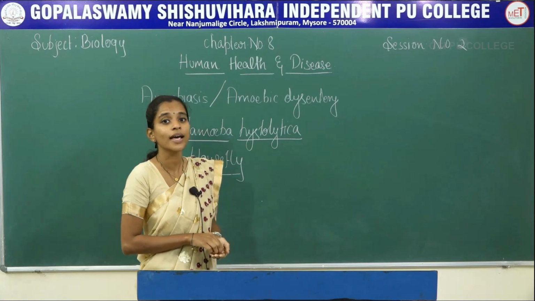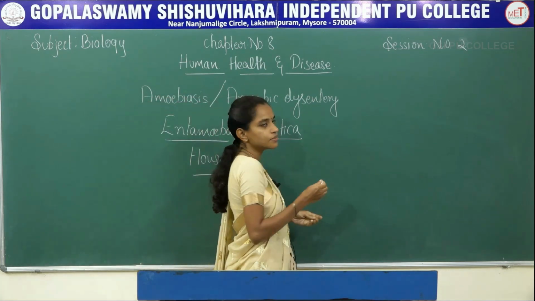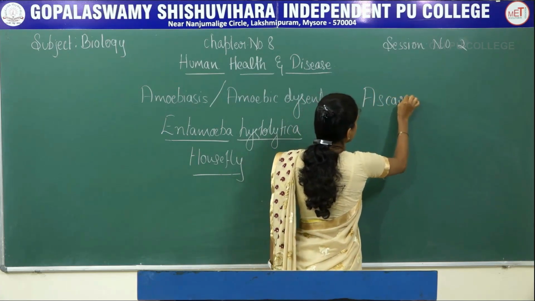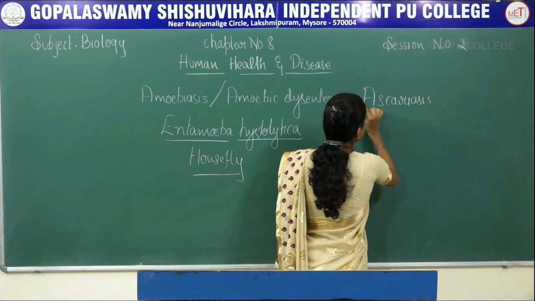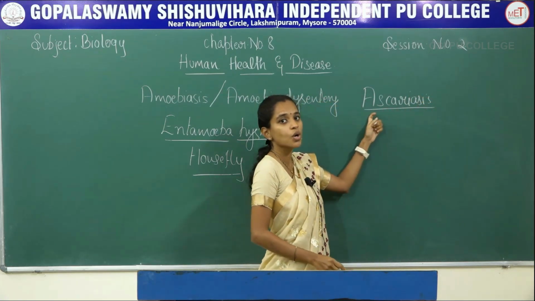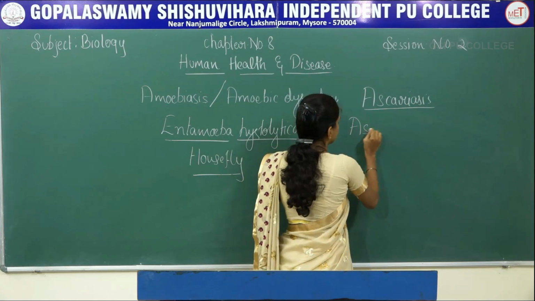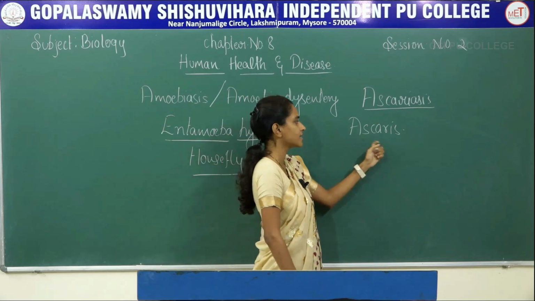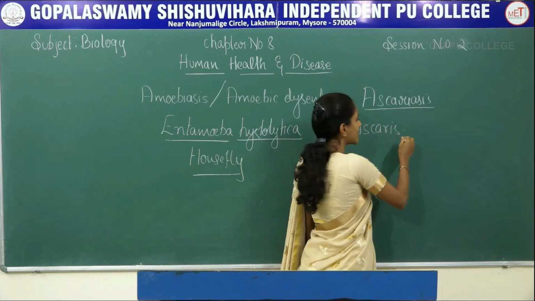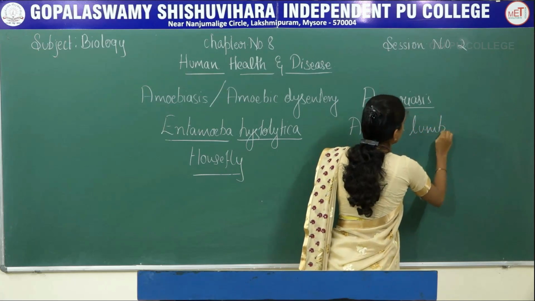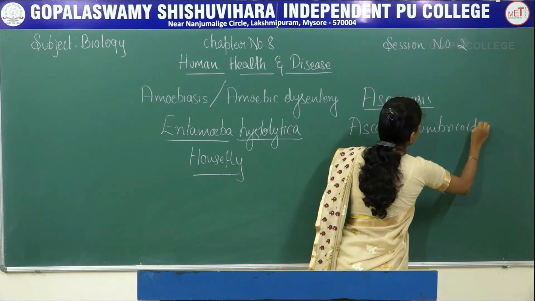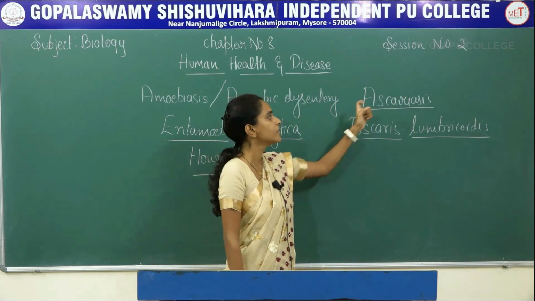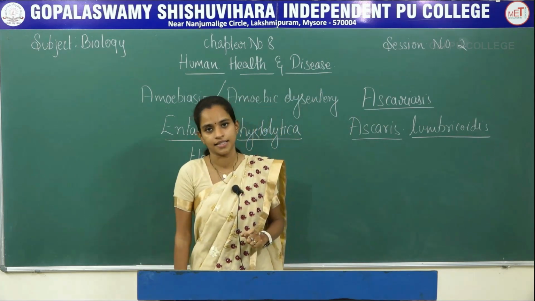Next we have to learn about helminthic worms. There are two different forms that you will be learning. One is Ascariasis. Ascariasis is the disease which is caused by Ascaris. Ascaris is a helminthic worm and the scientific name of Ascaris is Ascaris lumbricoides. Ascaris lumbricoides is a helminthic worm which causes the disease Ascariasis.